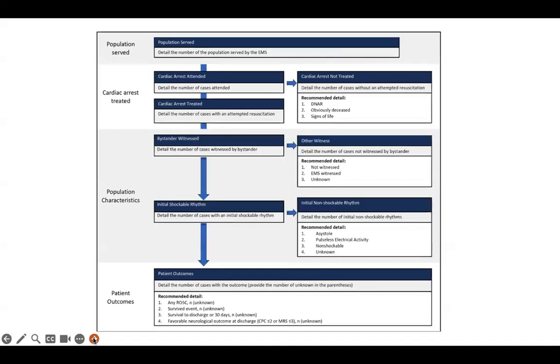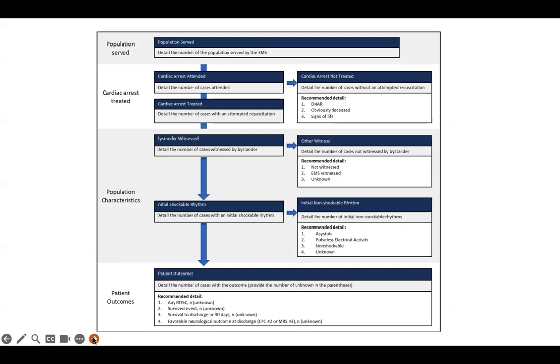Thanks, Janet. And so the second version of this looks at system efficacy, and this is how we would recommend that you report the Utstein comparator group. This is the group that is bystander witnessed and is in an initial shockable rhythm. And so this is the group that is typically being used to benchmark survival outcomes globally. And again, the four key elements remain the same.